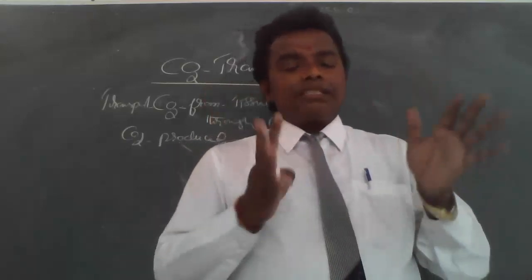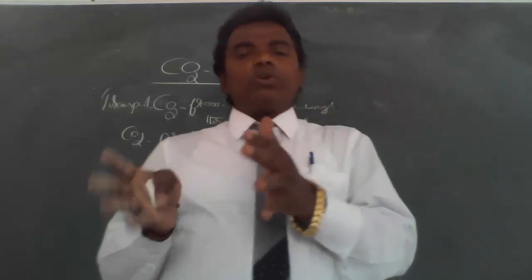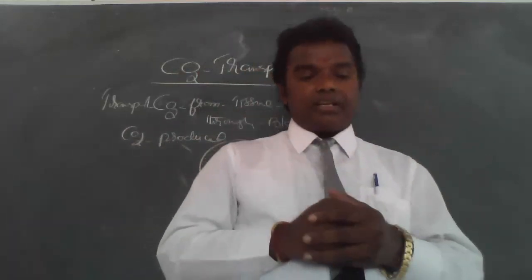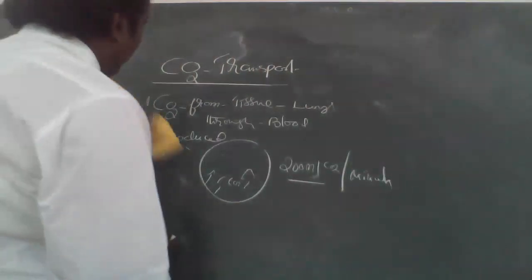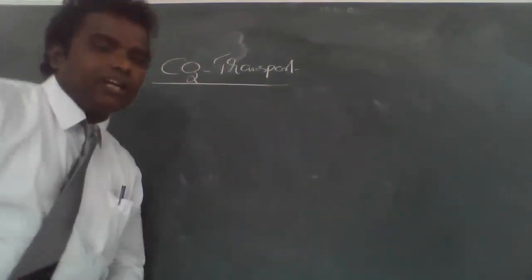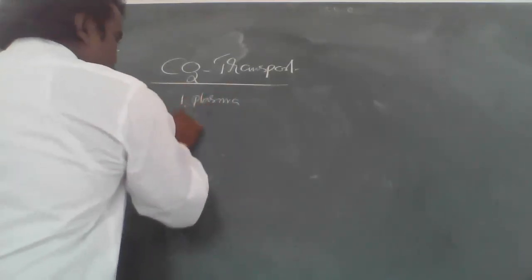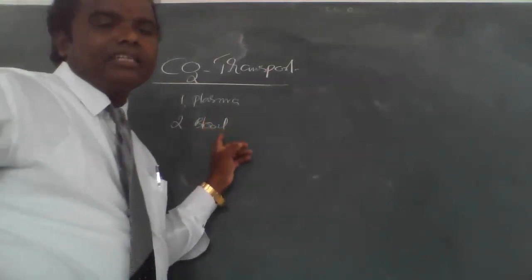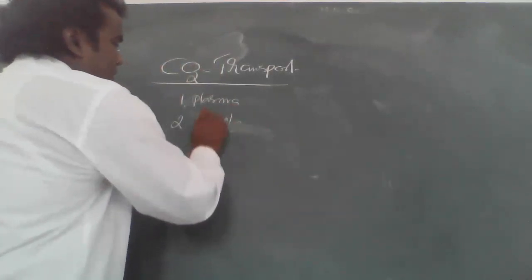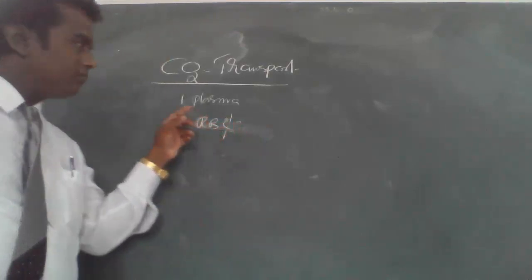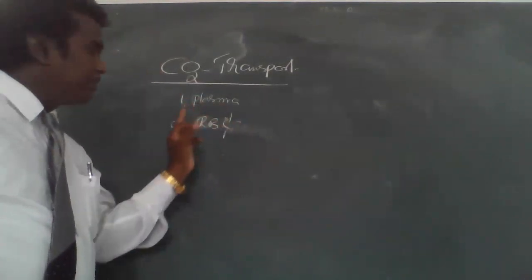Here, the CO2 transport is very important. How is it transported? The CO2 is transported through both plasma and blood. Number 1, plasma. Number 2, blood. Blood is nothing but RBC. Remember it. You must write RBC. Clear? So the transport of CO2 is through plasma, number 1, and RBC, number 2.